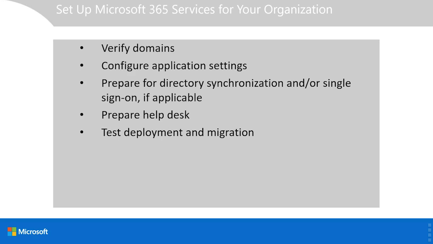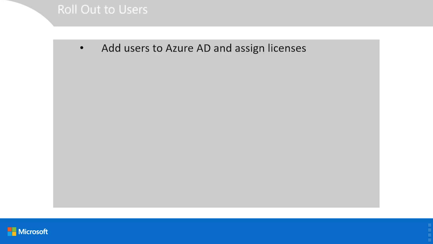And then test your deployment and migration. So in other words, you've got your subscription online. Now, pick a test group, presumably you already have, and just start making sure that all of the migration is going to work the way you expect it to. And make sure your users have been educated about whatever changes are coming up. And having done all that preparation, you're now ready to roll out to your users.